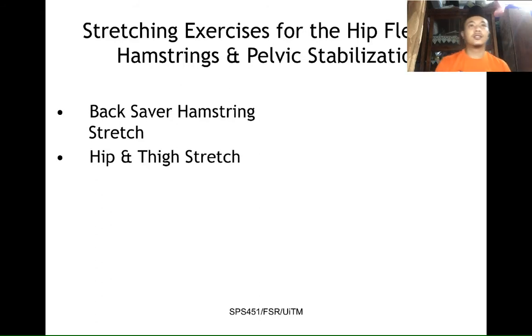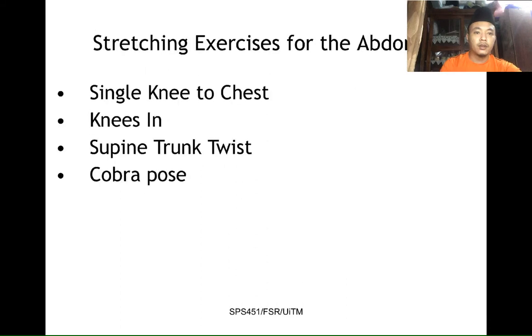Next slide is stretching exercises for the hip flexor, hamstrings, and pelvic stabilization. Number one is back saver hamstring stretch, and next one is hip and thigh stretch. Next is stretching exercise for the abdominal. Number one is single knee to chest, knee in, supine trunk twist, and the last one is cobra pose.